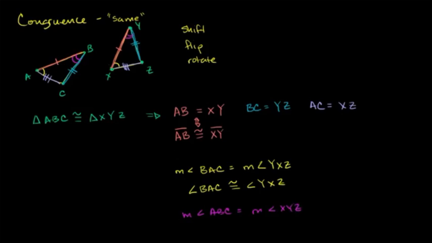And then finally, we know that if these two triangles are congruent, this angle is going to have the same measure as this angle, as its corresponding angle. So we know that the measure of angle ACB is going to be equal to the measure of angle XZY.